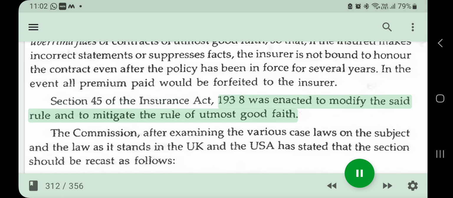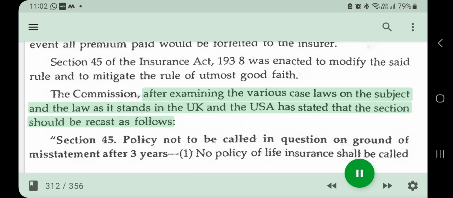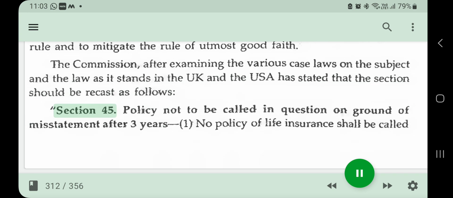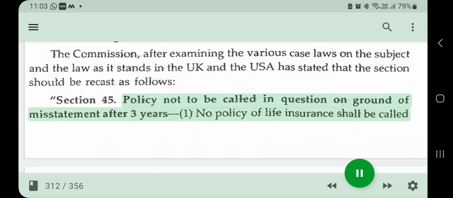Section 45 of the Insurance Act, 1938 was enacted to modify the said rule and to mitigate the rule of utmost good faith. The Commission, after examining the various case laws on the subject and the law as it stands in the UK and the USA, has stated that the section should be recast as follows. Section 45. Policy not to be called in question on ground of misstatement after 3 years.